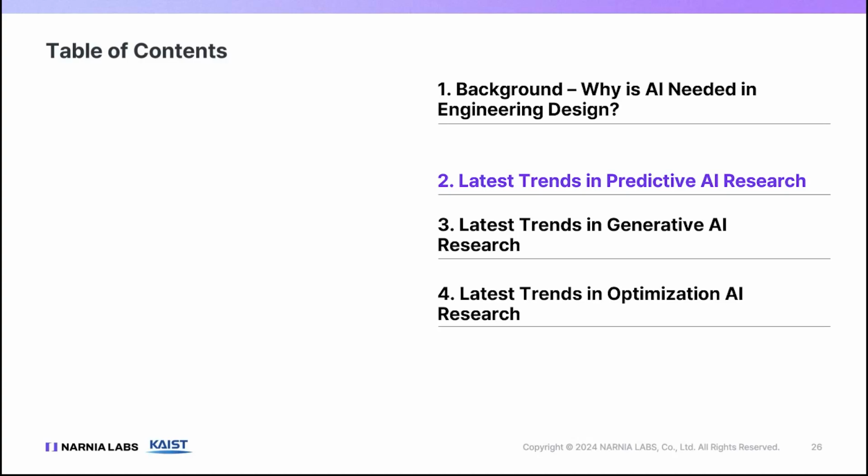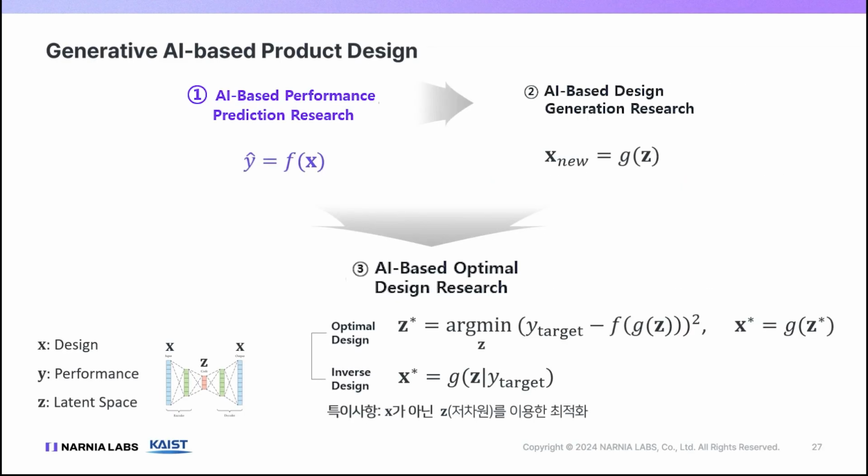Starting from this point, let's examine and analyze the evolving trends and developments in predictive AI research. When designing products with generative AI, it's important to understand the big picture that follows. First, X refers to the design, Y refers to performance metrics, and Z represents the latent space.